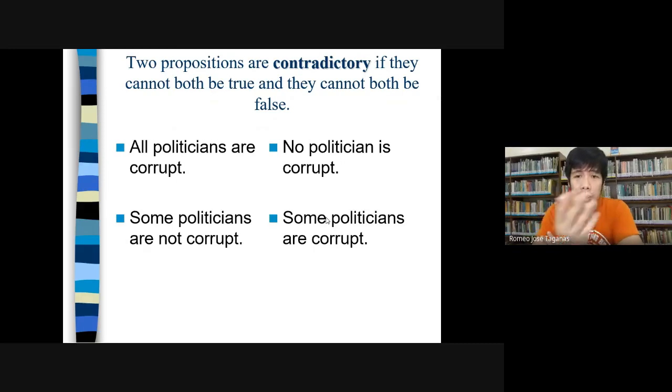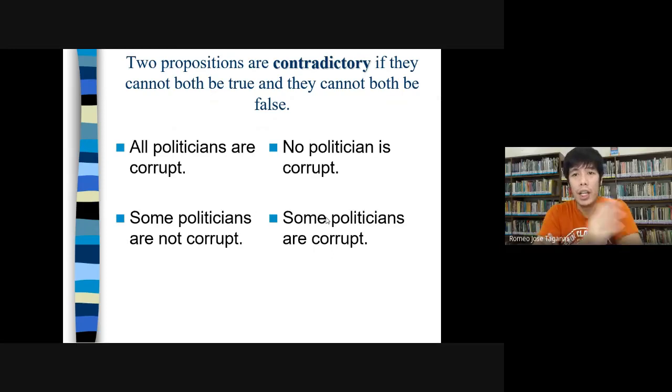Hindi ba? Ganon din sa halimbawa dito, all politicians are corrupt. Lahat nga eh. Example lang to. Lahat ng politicians ay corrupt. Ngayon, meron kang pangalawang statement. Merong ilang politicians ang hindi corrupt. Ibig sabihin, isa lang doon ang tama. Pagka yung isa tama, yung isa mali. Hindi maaaring pareho tama, hindi maaaring pareho ang mali.